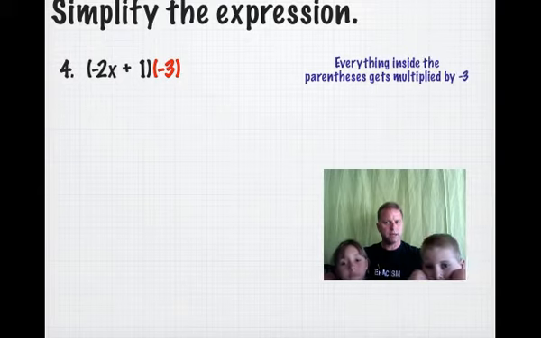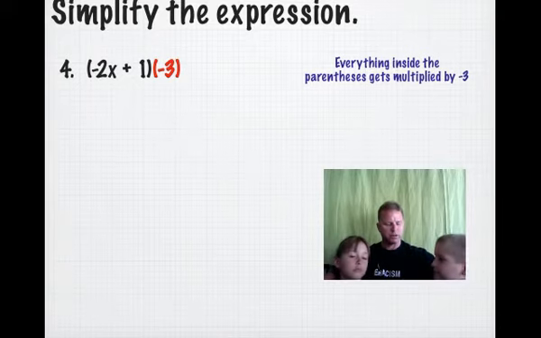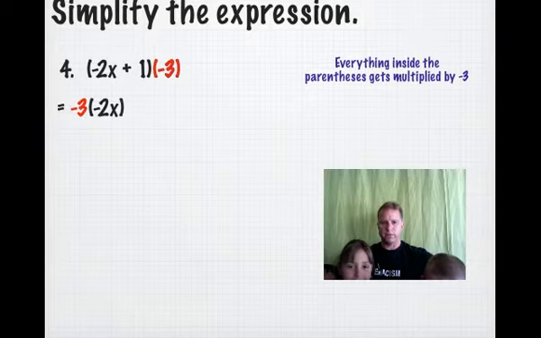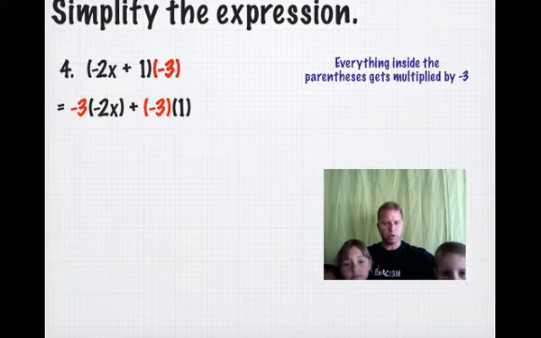Okay. What's getting multiplied by negative 3? 2x and 1. Okay. It's not just 2x. What do you see in front of that 2? Negative 2x. So we're going to go negative 3 times negative 2x, and then negative 3 times 1. Now we need to simplify it.